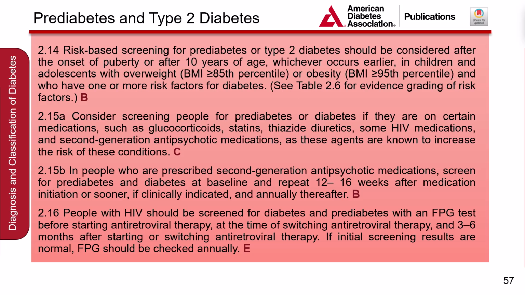2.16. People with human immunodeficiency virus should be screened for diabetes and prediabetes with a fasting plasma glucose test before starting antiretroviral therapy, at the time of switching antiretroviral therapy, and 3 to 6 months after starting or switching antiretroviral therapy. If initial screening results are normal, fasting plasma glucose should be checked annually. Level of evidence C.